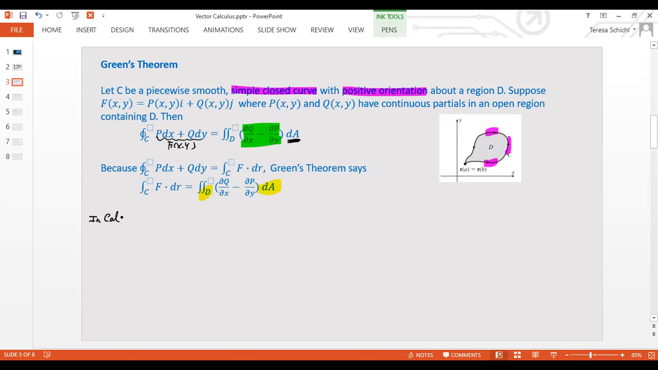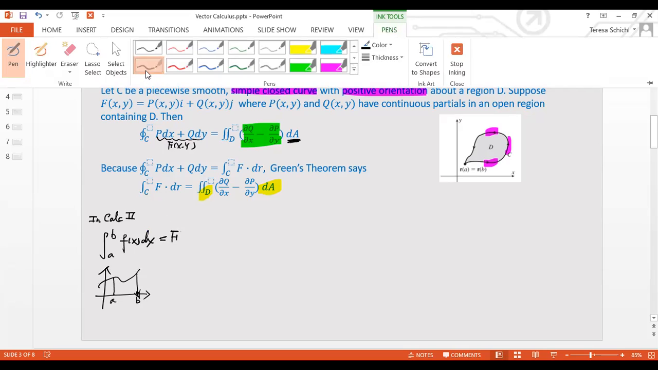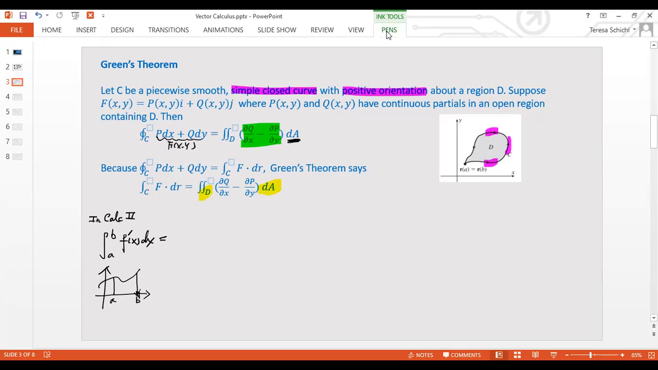So in Calc 2, when we say we are integrating from a to b of f of x dx, if this is your f of x, and these are a and b here, then based on the fundamental theorem of calculus, if this is f prime, then we know this is f of b minus f of a.